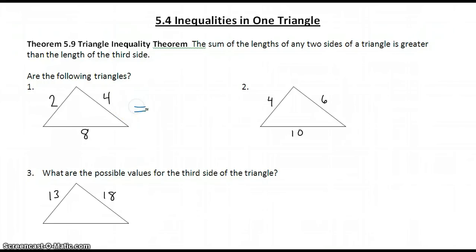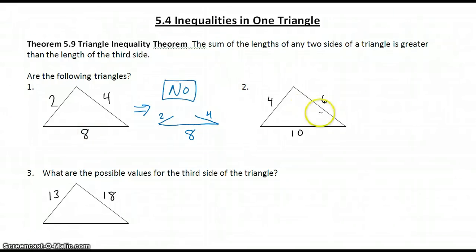If I drew this triangle to scale, I would have a side that is 8 long, a side that is 2 long, and a side that is 4 long. This side that is 2 and this side that is 4 would not be long enough to meet in the middle. They would be too short. This would actually not be a triangle. This triangle is not drawn to scale.